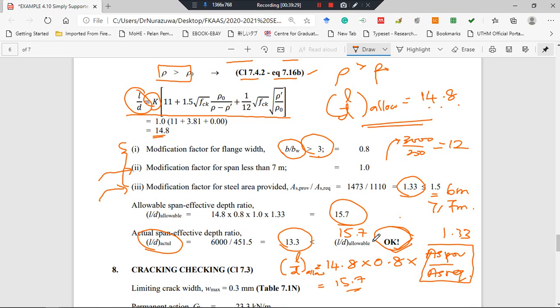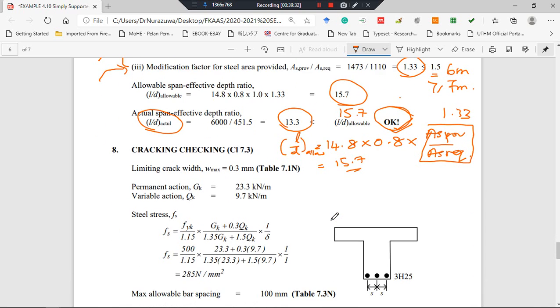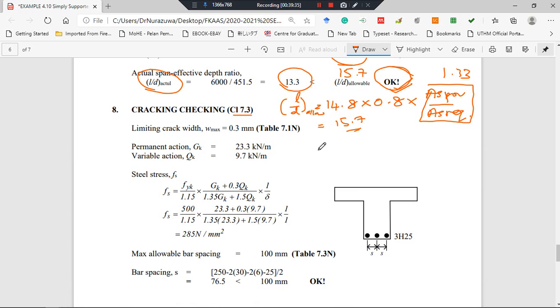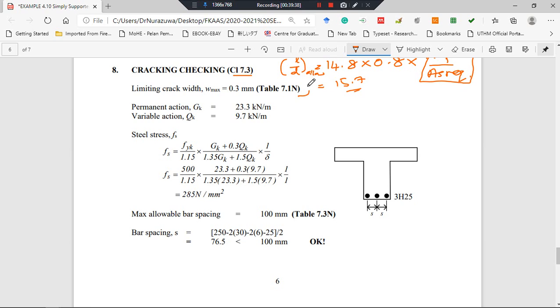Next is the crack checking based on clause 7.3, and from table 7.1a, the limiting crack width is 0.3 millimeter. We know earlier that the Gk is 23.3 and the Qk is 9.7, and the steel stress from table 7.3N and also 7.2N. You need to use 7.2N or 7.3N. In our case, we refer to the spacing only, which is from table 7.3N.